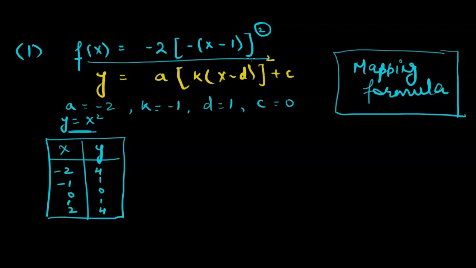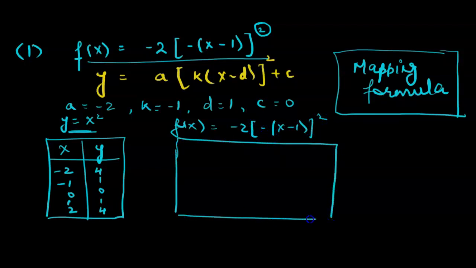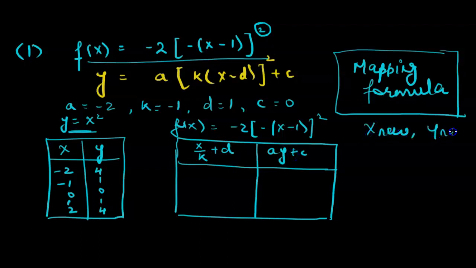Now, if I want to make a graph of this, the equation is f(x) equal to negative 2 times (negative x minus 1) whole square. We make a new table of values for this. And in this new table of values, we would put in the mapping formula. And how do we write the mapping formula? We would get the new x as x over k plus d and we would get the new y as ay plus c. So the mapping formula is to get the new x and the new y. New x is x over k plus d and new y is ay plus c.